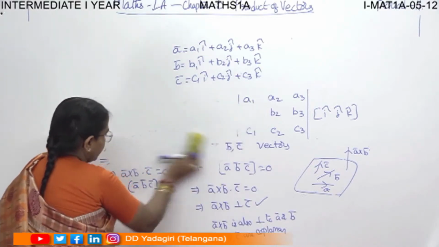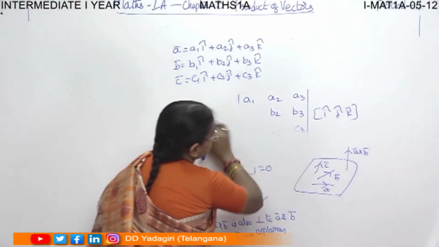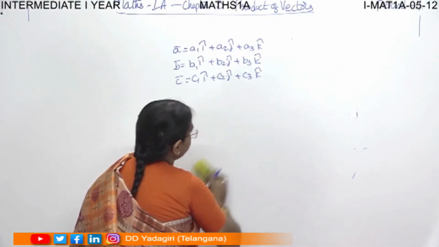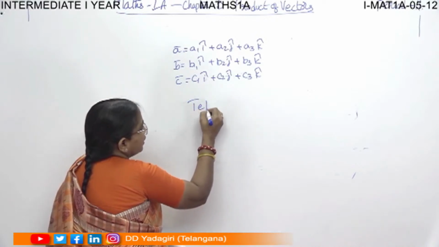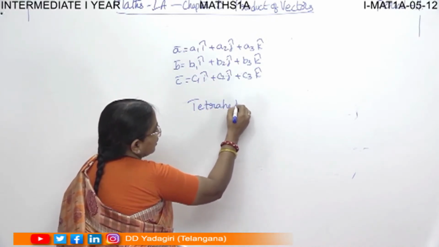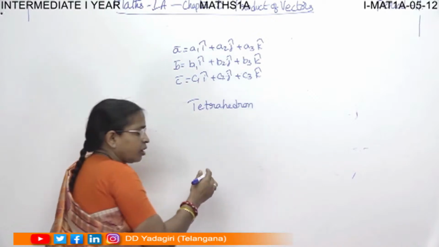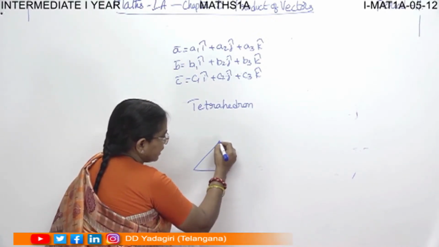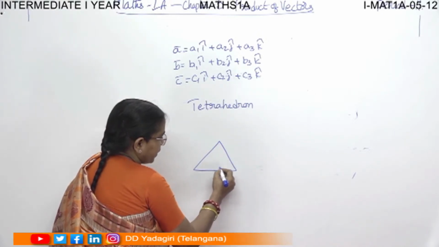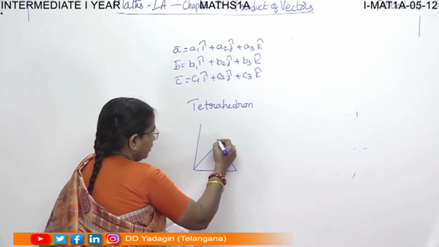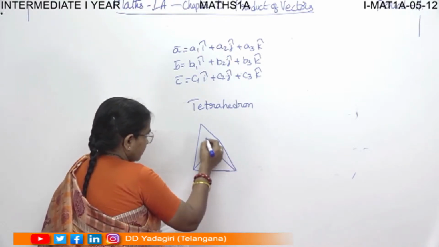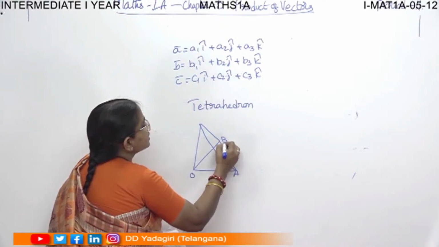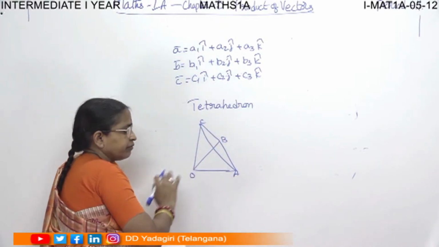Volume of a tetrahedron. What is a tetrahedron? Tetrahedron, this is the term. It is a solid where all the sides are triangles. All the four sides are triangles. So suppose that this is the base and this is one side and this is another like this. So suppose that O, A, B, C are the vertices of a tetrahedron.